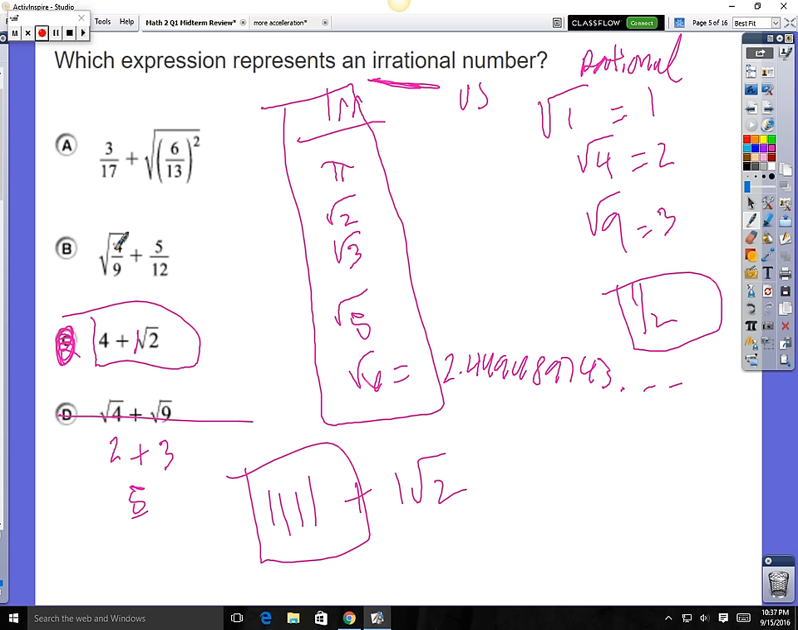B is cool because square root of 4 over 9 is the same thing as square root of 4 over square root of 9, and that is a fraction. On top is a square root of 4, which is a 2, and on bottom is a 3. So that's really the fraction 2/3, and 2/3 is cool, 5/12 is cool. Add them together, they're still going to be rational. And this square root is going to kill this square. So you're going to have a good fraction with a good fraction, and then the answer is going to be a good fraction. So C is the one that is irrational.